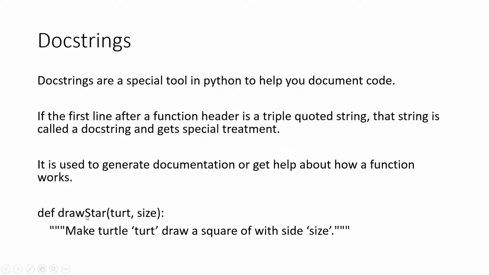For example, for our drawStar function, we could create the following docstring. We'll make the turtle turt draw a star with a side of a certain size. And so in this case, when someone looks for help for the drawStar function, or when they start to type it into the Python idle editor, they'll get this message back saying this is how this function works.